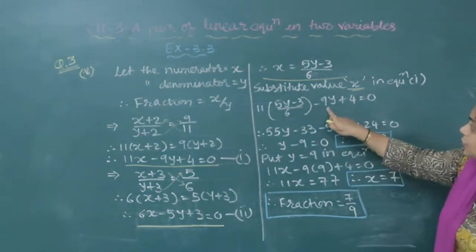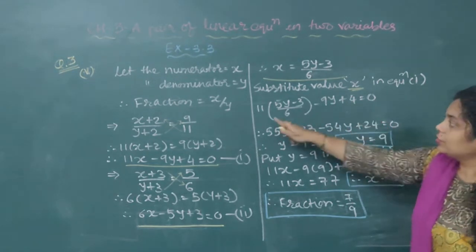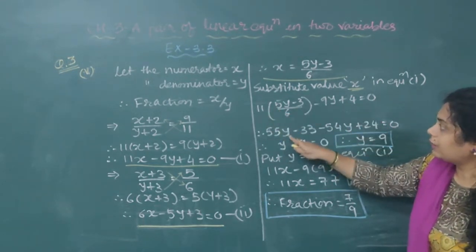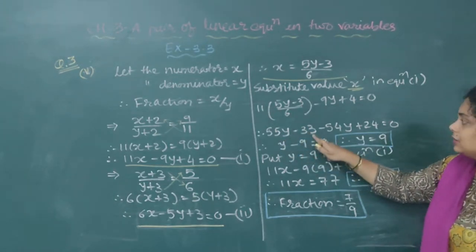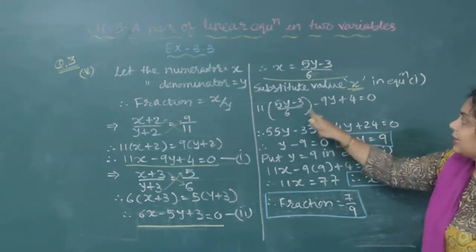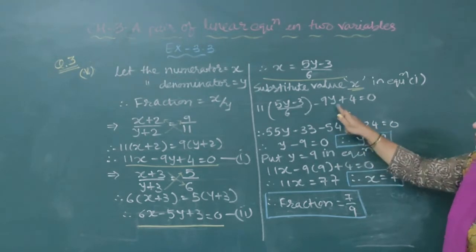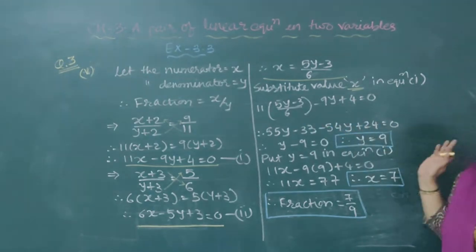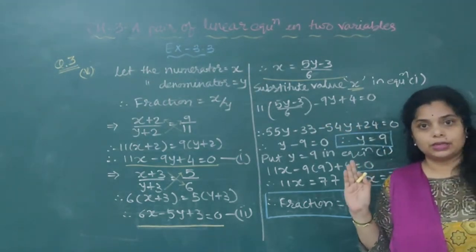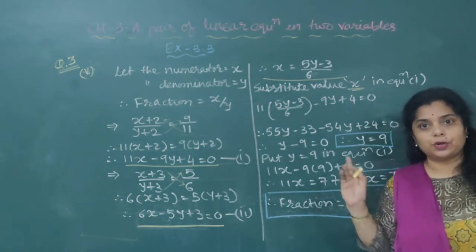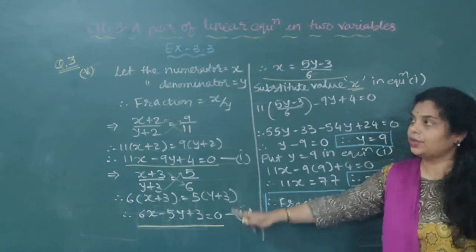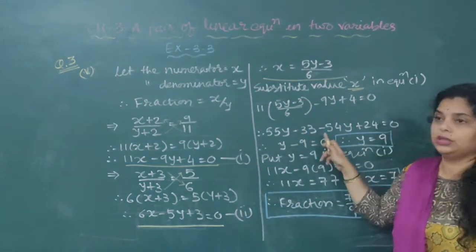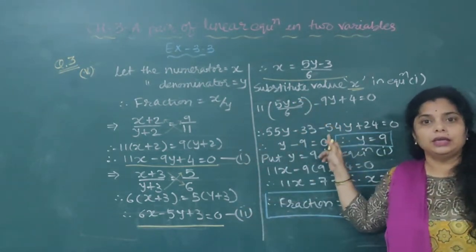So I multiply these two, both the term with 6. So here 11 into 5, 55. 11 into 3, 33. So 55 minus 33 and minus 9 6 are 54y plus 6 4 are 24 is equal to 0. Is it clear? Okay, you got this point? How to do a cross multiplication, get the equation, substitution and do the calculation by taking LCM.